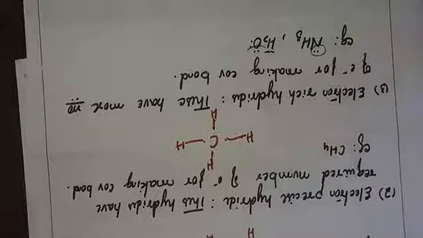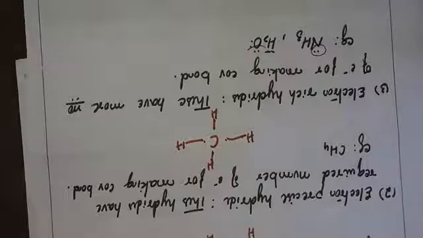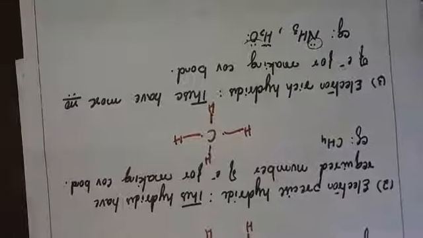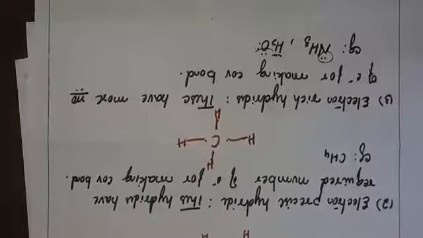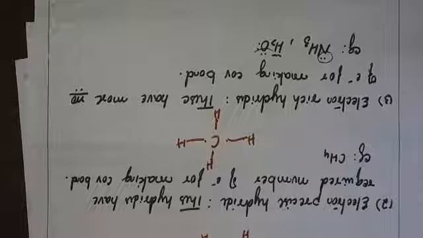This is about the covalent hydrides and its types. That has 3 types: electron deficient, electron precise and electron rich hydrides. Electron deficient means these hydrides have less number of electrons to form covalent bond. Electron precise means these have the required number of electrons for making covalent bond. Finally, electron rich hydrides means these have more number of electrons in order to form the covalent bond.